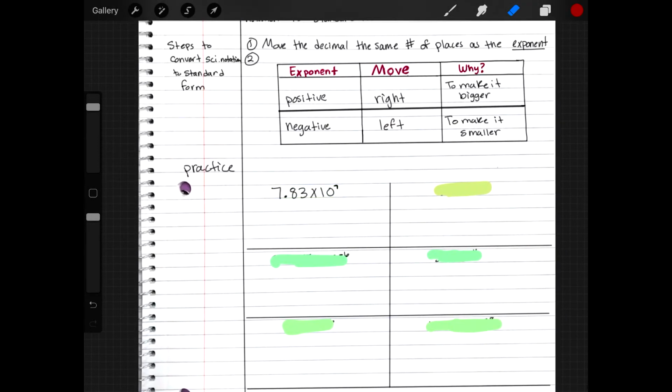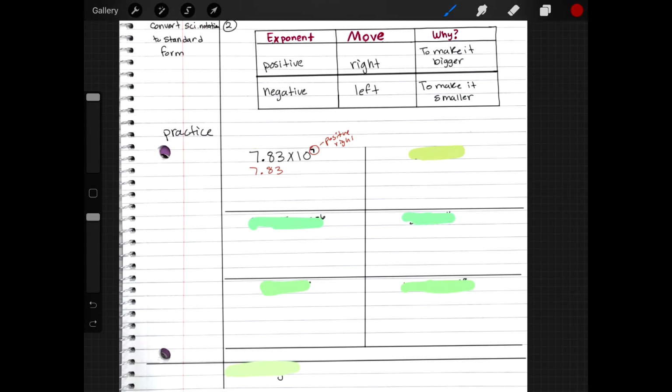Okay. So in the very first one, we got 7.83 times 10 to the power of 7. I'm going to write down just the first number, 7.83, and then my exponent is positive, so I'm going to go to the right. Positive and right. It has to be a big number. It's not a small number like the mass of an electron. It's a big number. So here's my decimal. I'm going to go to the right 7 times because that's what my exponent is. So 1, 2, 3, 4, 5, 6, 7. And that's where my new decimal place will be.